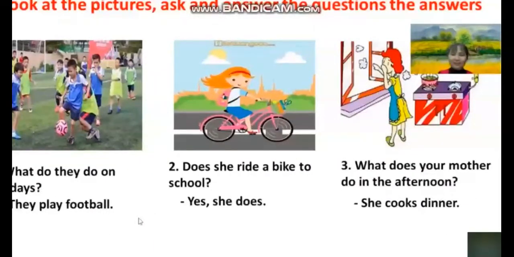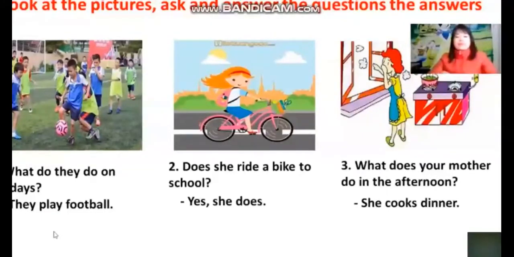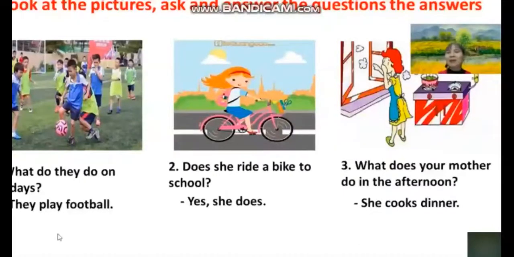Thank you. I see that you understand the question and the answer. But remember, for "What do they do?", we should answer in full, not just "yes". Be more careful later.